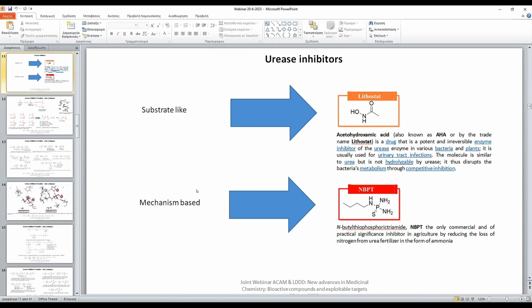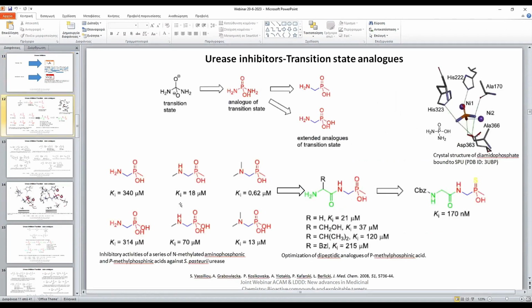The other category is the mechanism-based. According to this strategy, you observe the catalytic mechanism, and according to this, you create structures in order to make inhibitors. And this was the second strategy that we started a long time ago in collaboration with Wroclaw. And as I told you, the transition state has a tetrahedral intermediate. So we observed this transition state of the catalytic cycle, and we said, okay, we will make a mimic of it. So in this way, we will make an inhibitor.